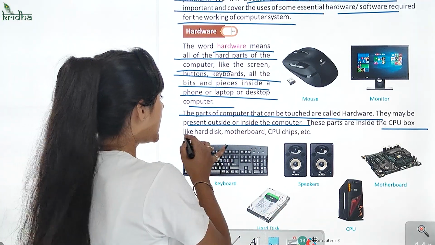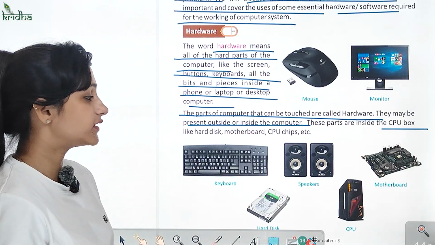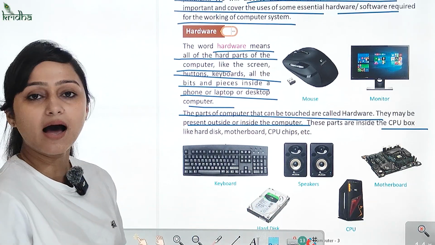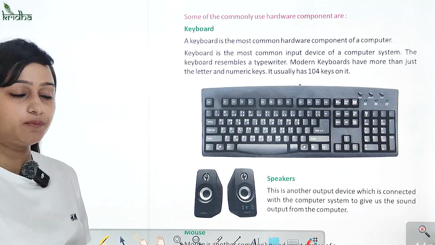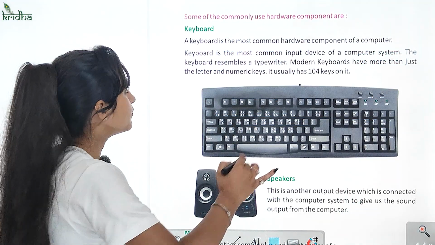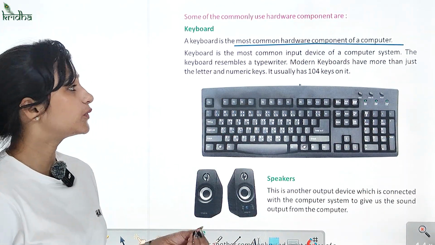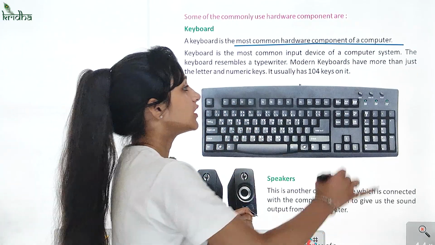Like hard disk, motherboard and CPU chips are inside the CPU box. Keyboard, speaker, motherboard, hard disk, CPU: these all are the hardware. Some of the commonly used hardware components are the keyboard. A keyboard is the most common hardware component of a computer. Keyboard is the most common input device of a computer system.